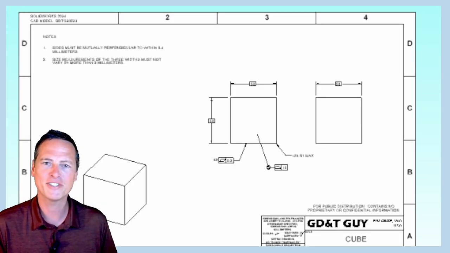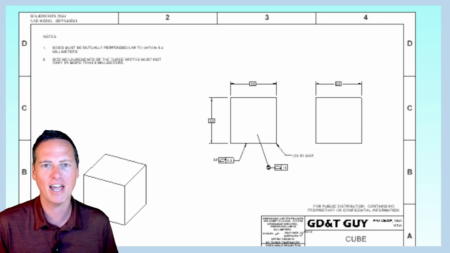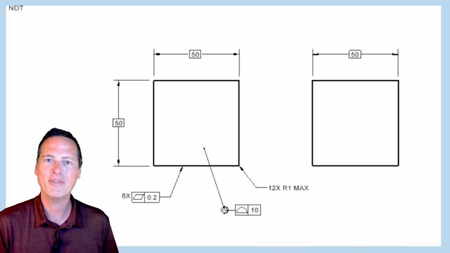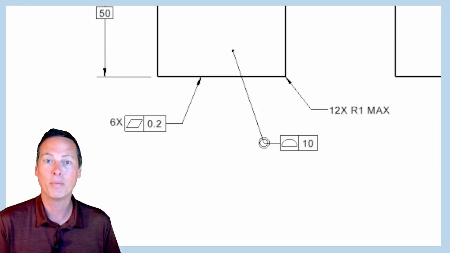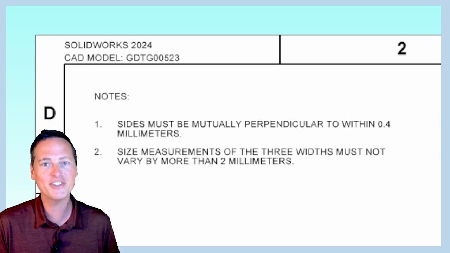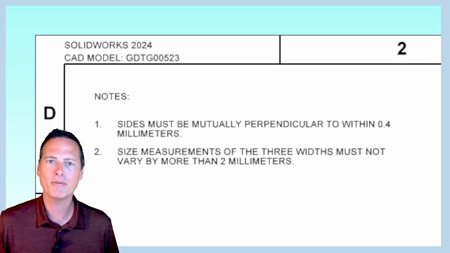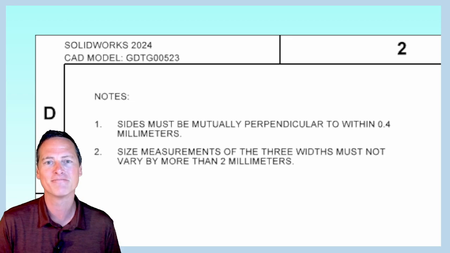So how about we fix this up a little bit with a new drawing, GD&T Guy 00524. We'll keep that all over profile, but we'll do another few things too. We'll put a flatness on all the 6 surfaces. We'll control the radii on the edges a little bit better. And then up in the general notes, well, these are a little creative, but I think they might work. The sides must be mutually perpendicular 0.4 millimeters, and the 3 widths must not vary more than 2 millimeters."